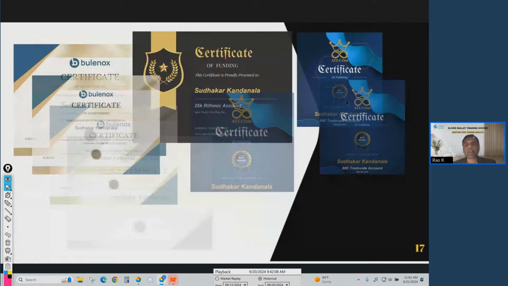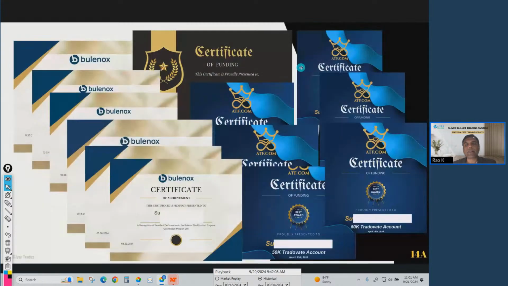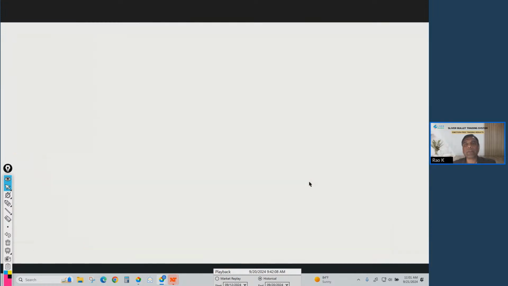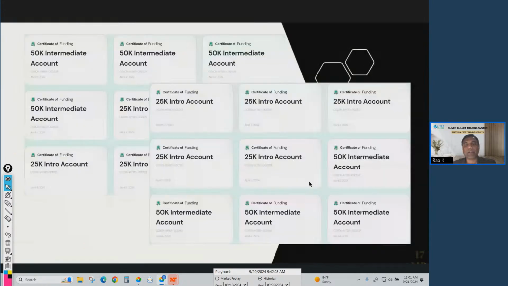Now, these are the certificates. Once you pass an evaluation from a funding provider, they send you a certificate that you have passed the evaluation for the particular account size. Like this one is a 50K account, you have passed the evaluation. All these certificates are from our company, the real certificates. They have the date when we passed those evaluations.